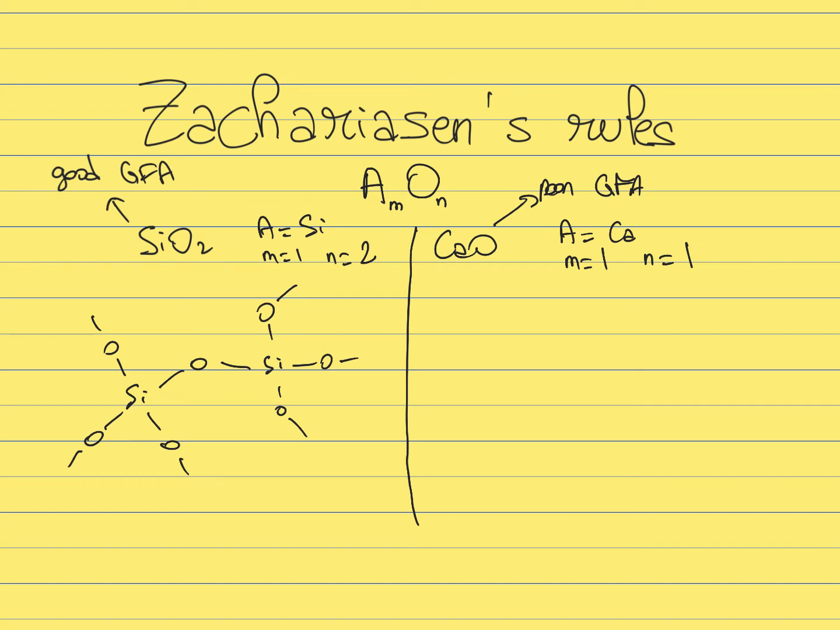On the other hand, if you take calcium oxide, calcium would typically have a coordination number of 6. And so in this structure, the oxygen would also have a coordination number of 6 and would be combined with 6 calcium. What Zachariasen will tell you is that this structure is very unlikely to form a glass. So what we are going to see in this video is what those Zachariasen rules are, what they mean, where they come from, and how to apply them to a given binary oxide to figure out if it is an oxide that is going to have a good or poor glass forming ability.